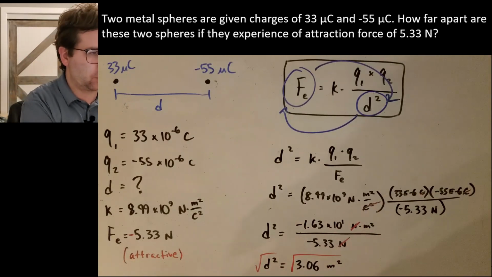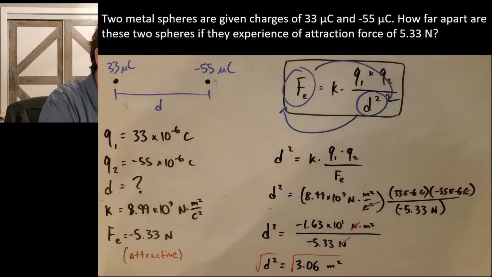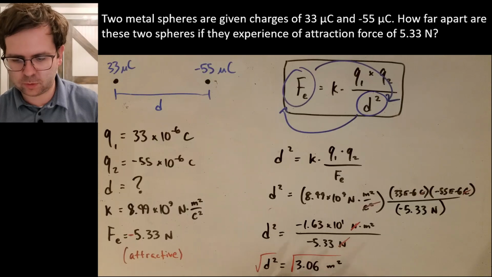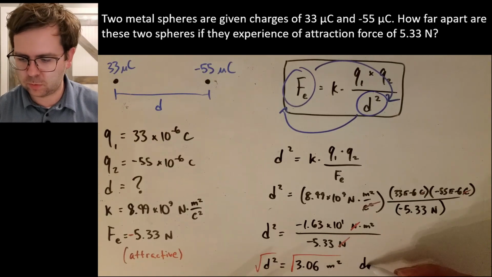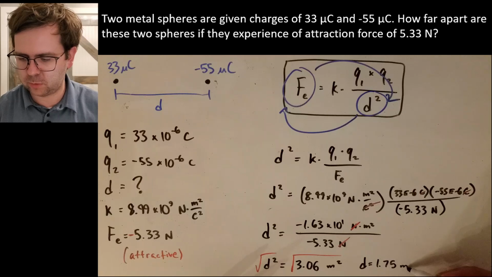And I still need to do the square root of both sides here. So as I do the square root, looks like I forgot to do that one over here. All right, so as I do that square root real quick, that's going to give me a distance of 1.75 meters.